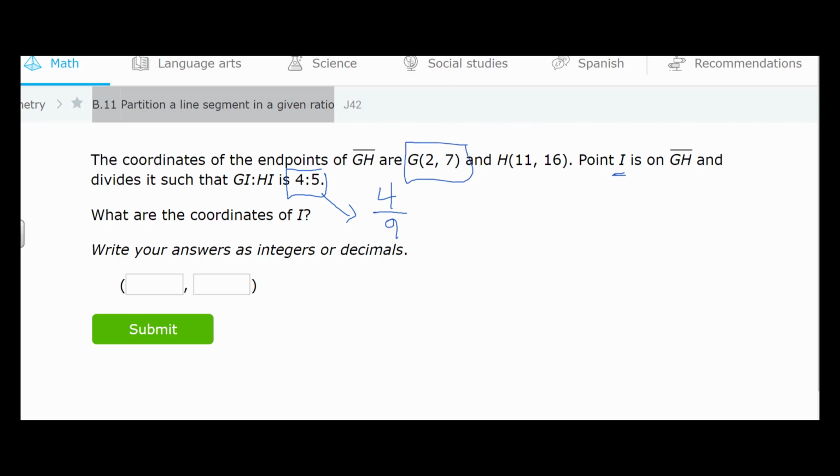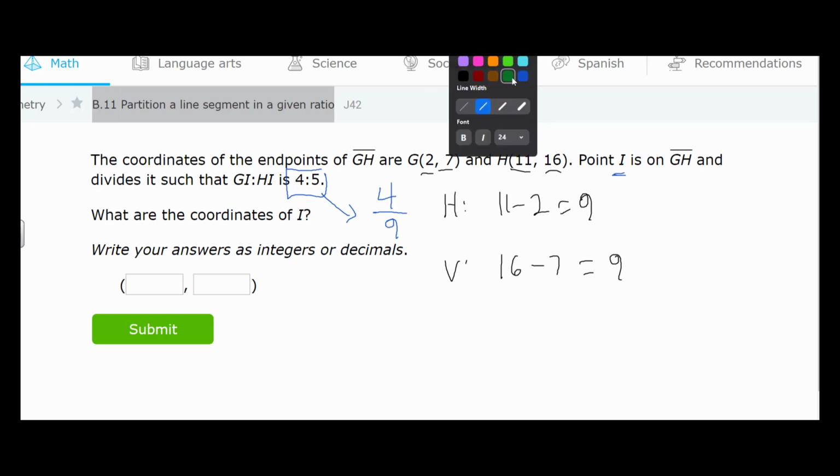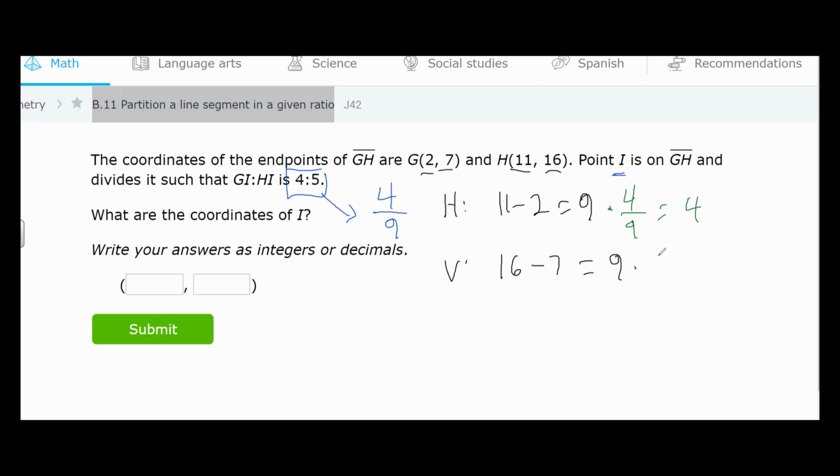I'm going to do the same thing I did with the previous problem. I want to figure out the horizontal distance, so I look at the x coordinates. 11 minus 2 gives me 9. For the vertical distance, let's write h for horizontal, v for vertical, I look at the y coordinates, 16 minus 7, which gives you 9. Then you take that fraction and multiply. When you carry out this multiplication, this is 4, and the other multiplication is also 4.